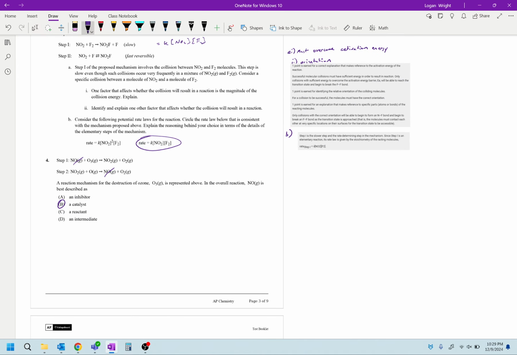So trying to figure out what NO is. NO was added at the beginning and it still exists at the end, and yet it cancels out, which means it wasn't used up in the reaction. That makes it by definition a catalyst. And for clarity, NO2 was formed and then used up. So it was not added by the scientist and it was not found at the end. That just makes it an intermediate. Those other 2, A and C, are red herrings.